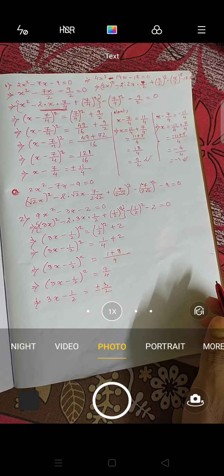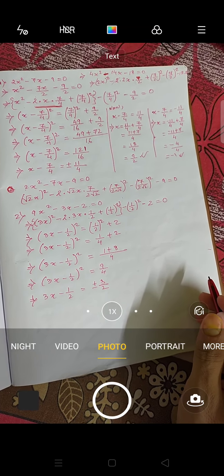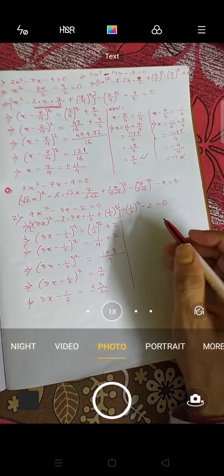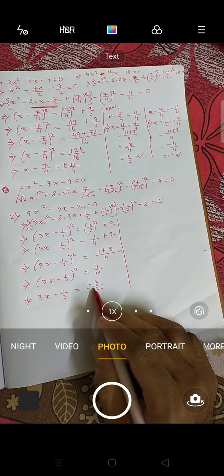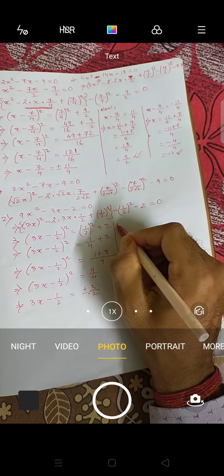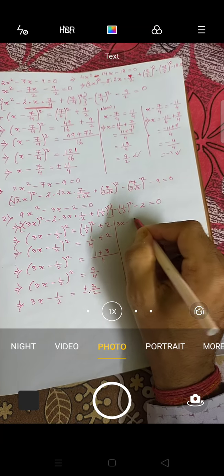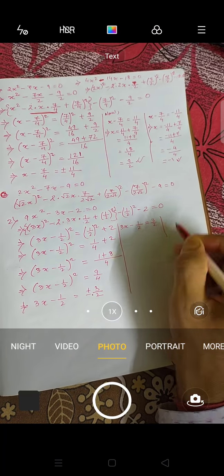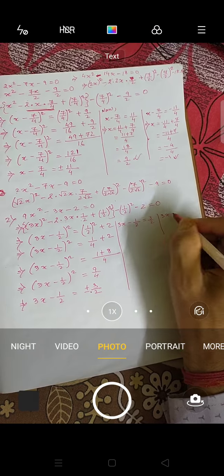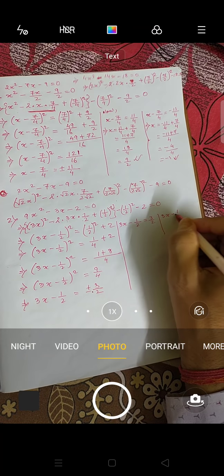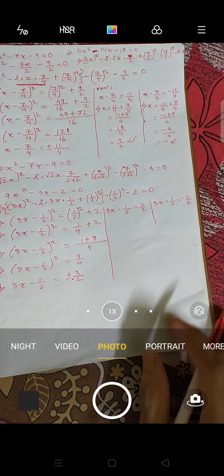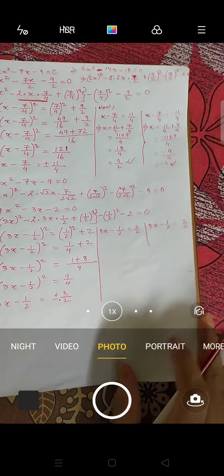Now I will take it once as plus and once as minus. So you can try it on your own. So 3x minus 1 by 2 equals 3 by 2, and next time 3x minus 1 by 2 equals minus 3 by 2. Now solve this one and just check what you are getting.